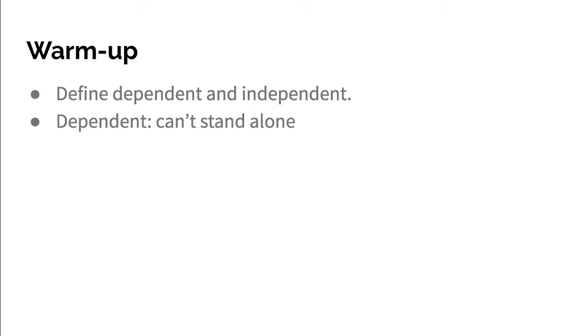You are correct if you said a dependent clause cannot stand alone. It depends on some other part of the sentence. And an independent clause can stand alone. It can be by itself. So if you know these two definitions, the rest of the lesson should be pretty easy.